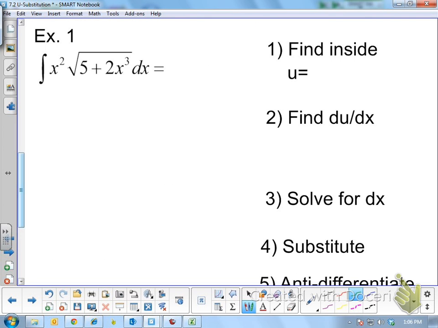So we are dealing with a much more complicated integral than we've seen before. Almost always we've been dealing with polynomials or something we could rewrite to look like a polynomial, or trig functions where we just had to have them memorized. We have x squared times square root of 5 plus 2x cubed dx. So we still need to be able to identify the inside of the function, just like we did when we were doing chain rule. This time we're going to have a lot of extra stuff too that's neither the inside or the outside.